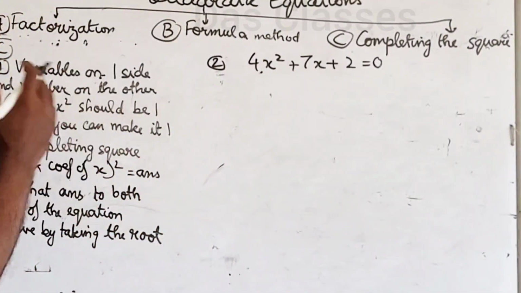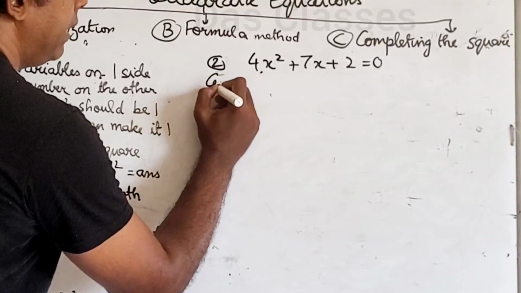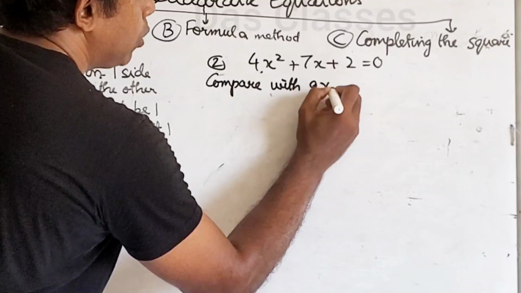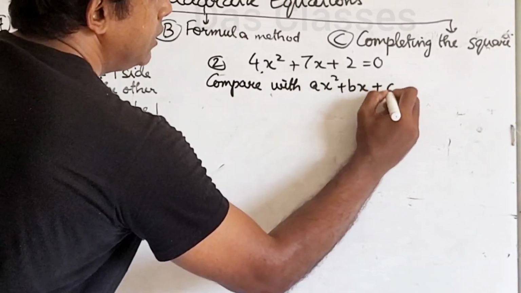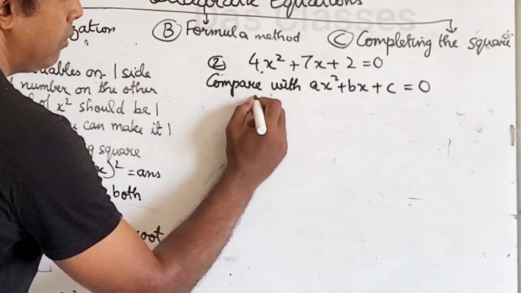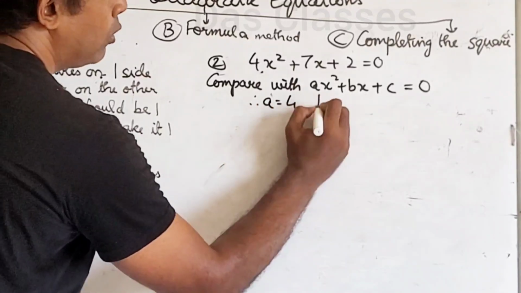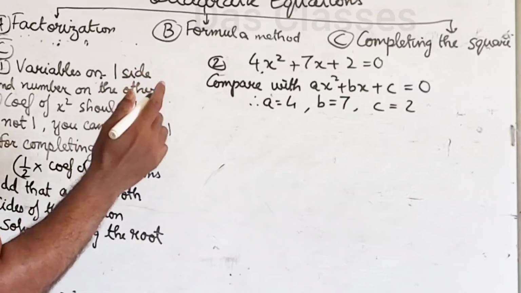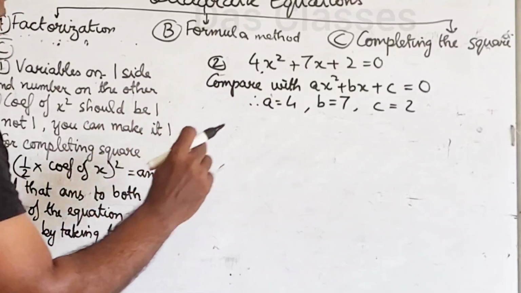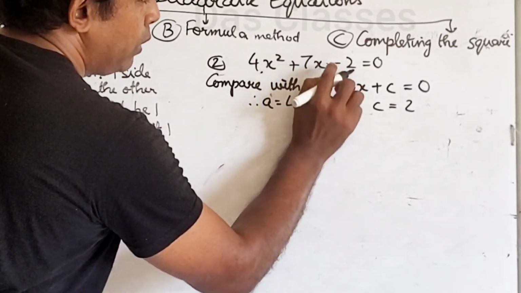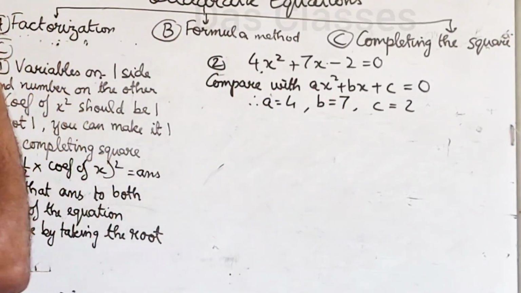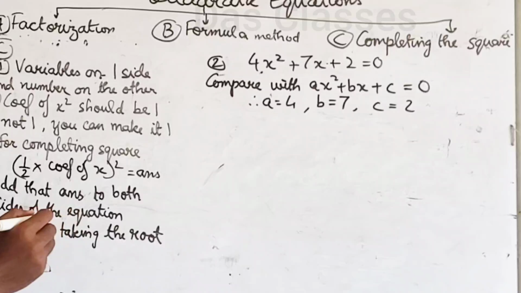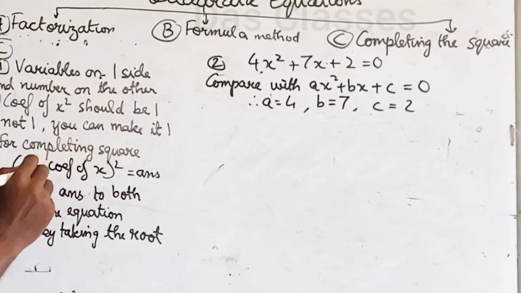Now in the formula method, I wrote the steps previously. Compare with standard equation ax square plus bx plus c is equal to 0. Therefore a is going to be equal to 4, b is going to be equal to 7, c is equal to 2. See, again here students make a mistake of not putting the proper sign. So in case, suppose if it was a minus over here, you should have written here minus 2. Same way, if it was a minus 7x, you should write minus 7. So don't forget to put the correct sign.